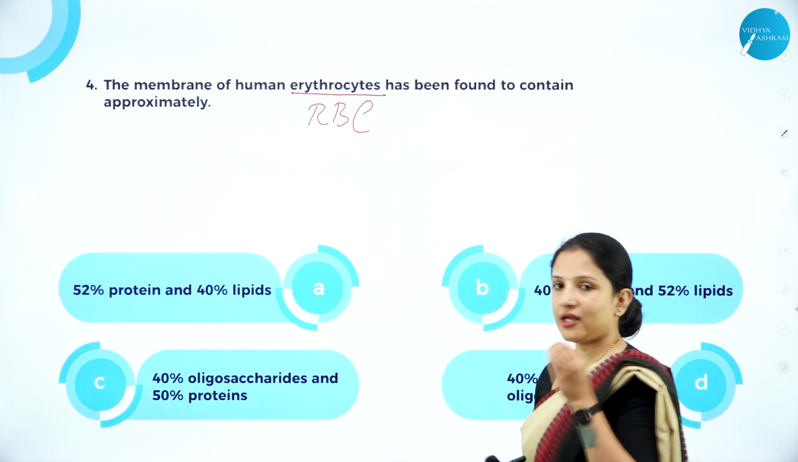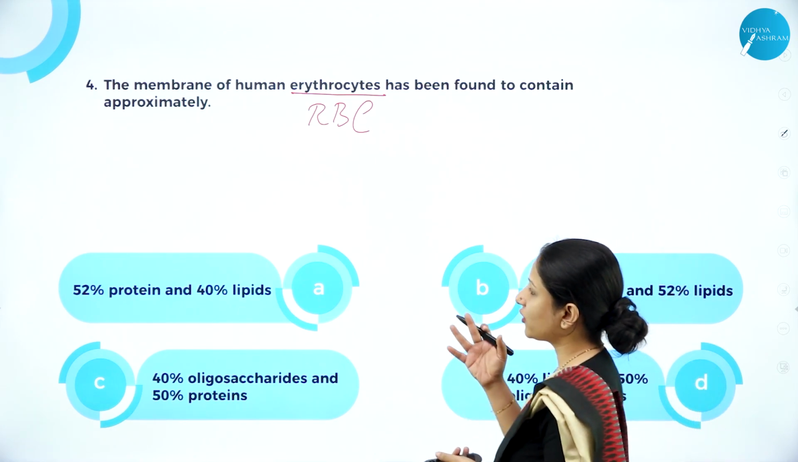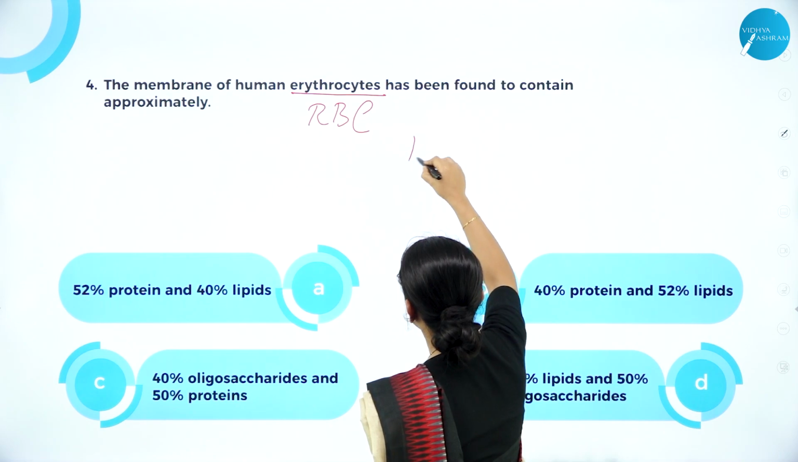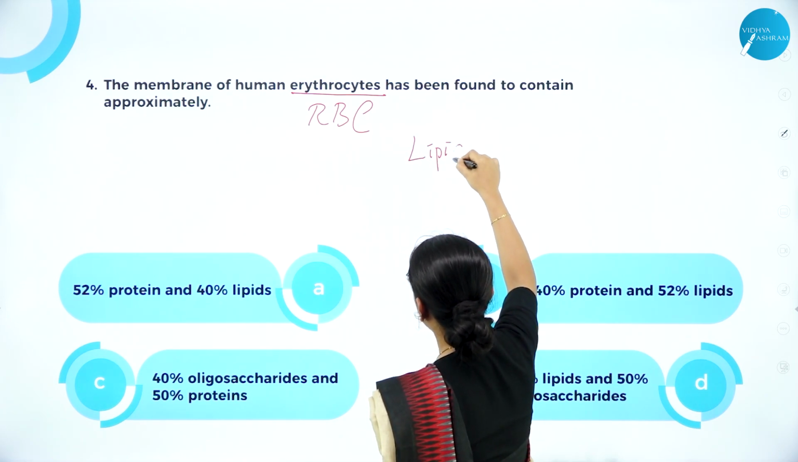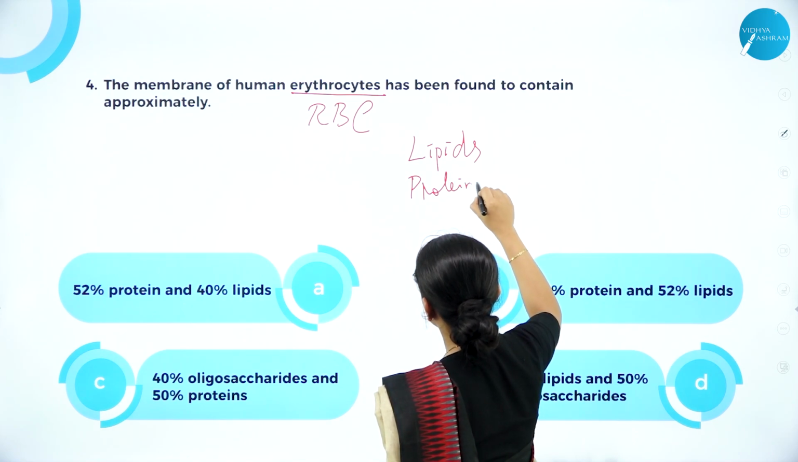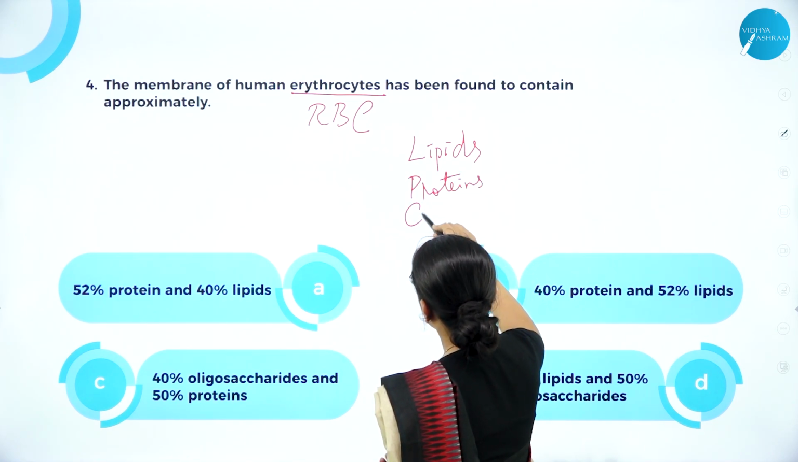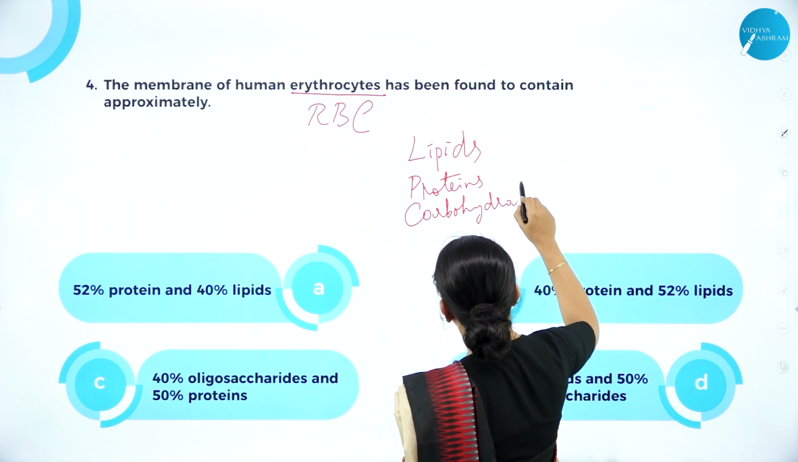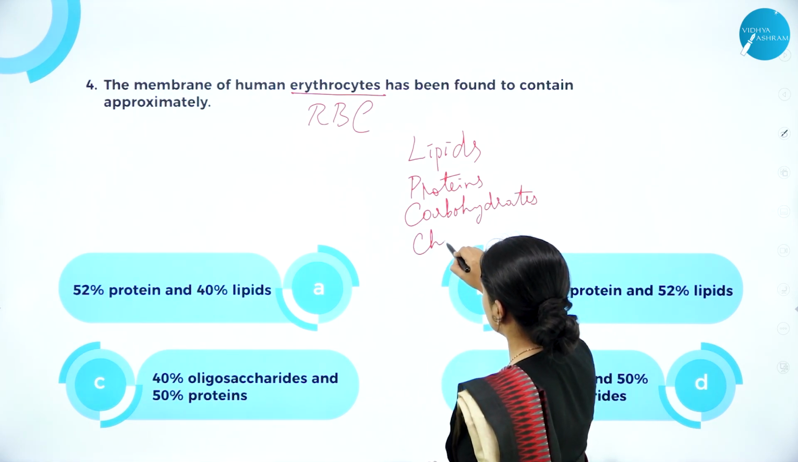So first we have to remember in our mind what the lipid bilayer, or the plasma membrane, is made up of. It is made up of lipids, proteins, carbohydrates and cholesterol.